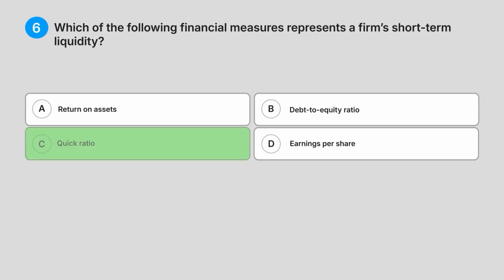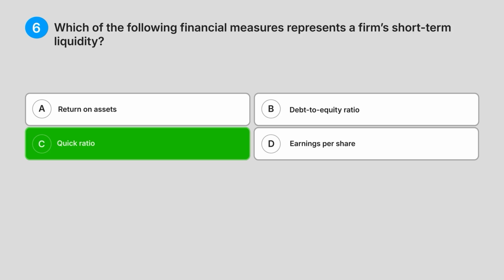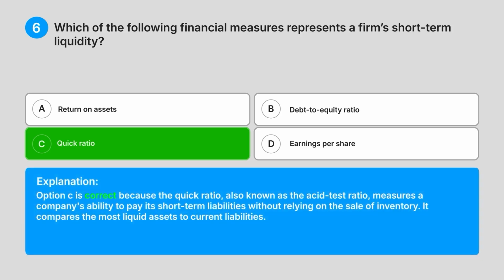Correct answer, C. Quick ratio. Explanation. Option C is correct because the quick ratio, also known as the acid test ratio, measures a company's ability to pay its short-term liabilities without relying on the sale of inventory. It compares the most liquid assets to current liabilities.